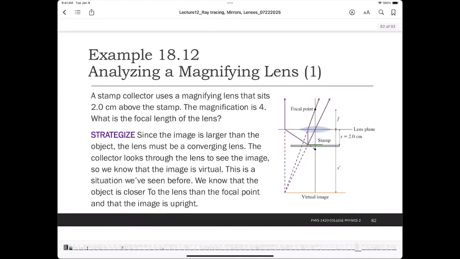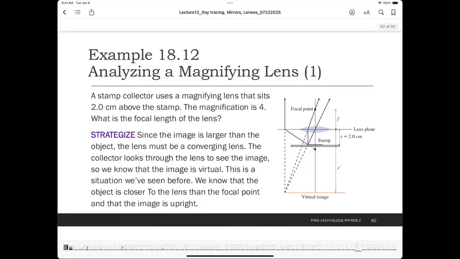Okay, let's check one example, like analyzing a magnifying lens. A stamp collector uses a magnifying lens that sits 2 centimeters above the stamp. The magnification is 4. What is the focal length of the lens? Okay, let's try to analyze this one.